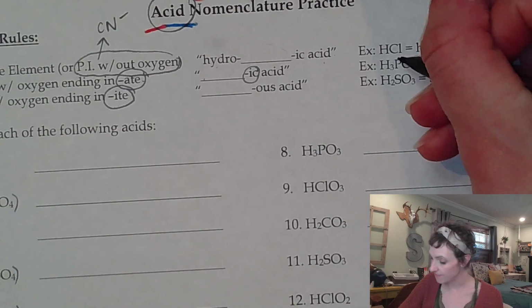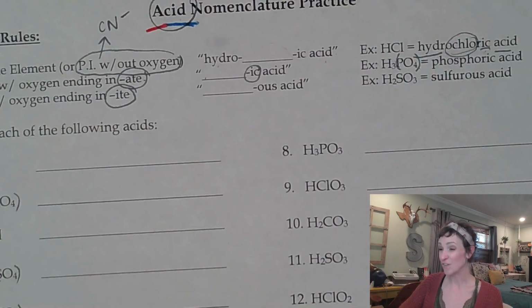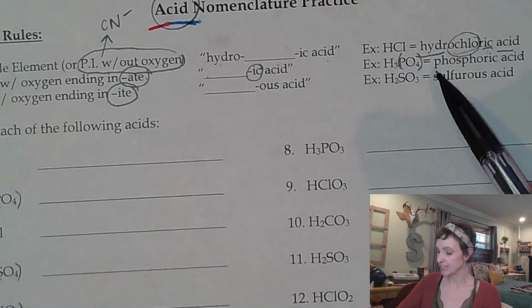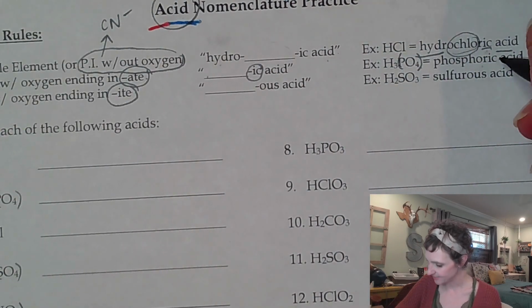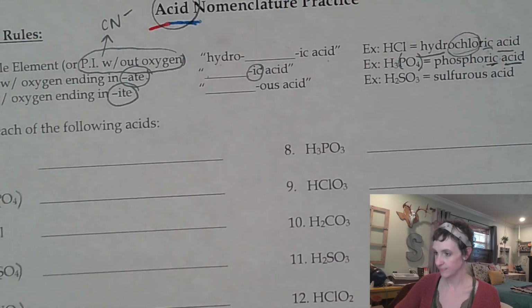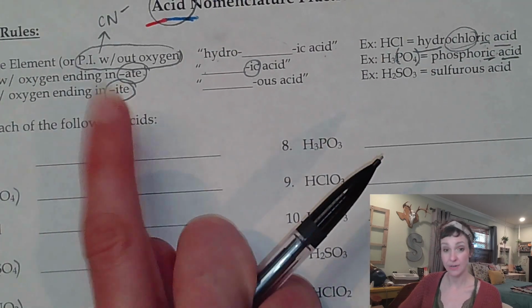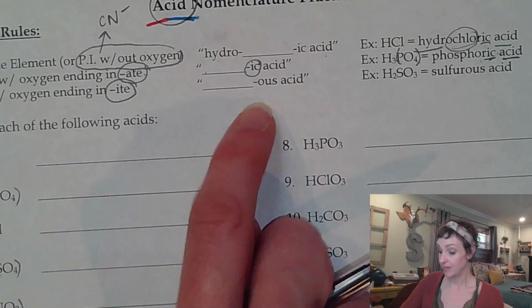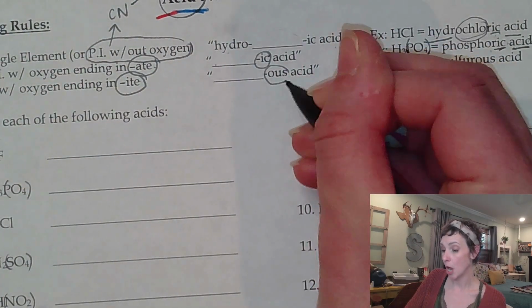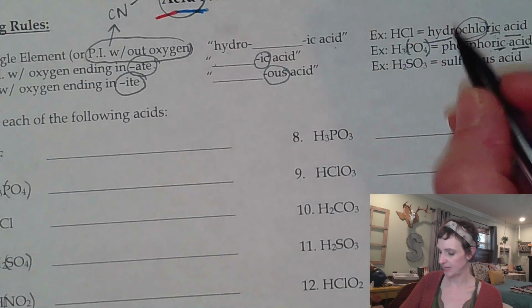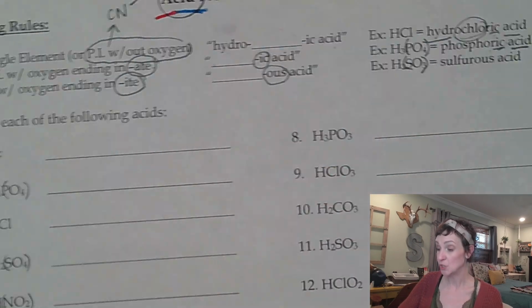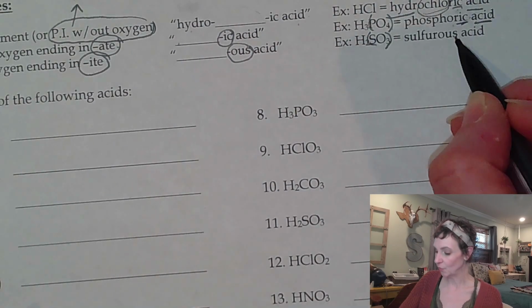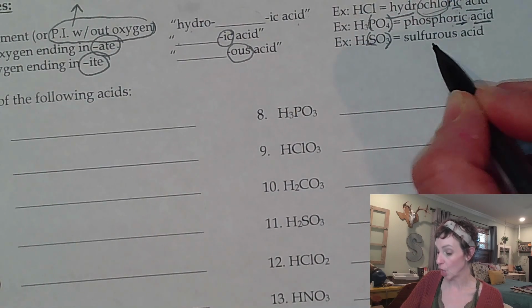So, for example, this is hydrogen bonded with phosphate. So phosphate, ate ending, phosphoric acid, right? My second category is the polyatomics ending in ite. We change the ending to us acid. So here is hydrogen bonded to sulfite. So sulfite will turn into sulfurous acid.